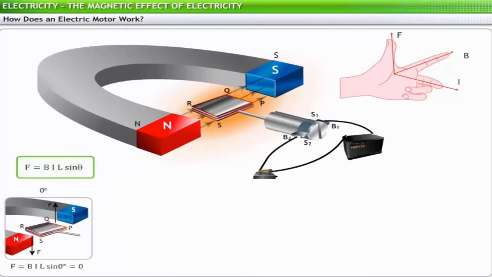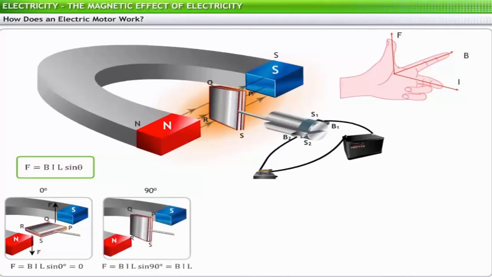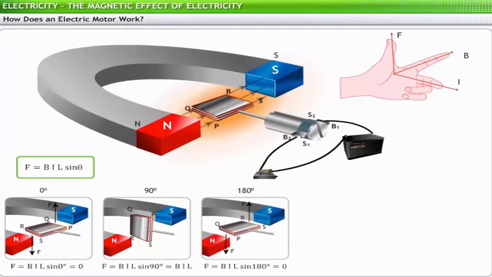The coil begins to rotate until its plane becomes vertical, that is, perpendicular to the direction of the magnetic field. Magnetic fields of the coil and the magnets become parallel to each other as the coil rotates by 90 degrees and the couple acting on the coil becomes 0. However, the coil rotates further through 180 degrees due to inertia. The plane of the coil becomes horizontal again.